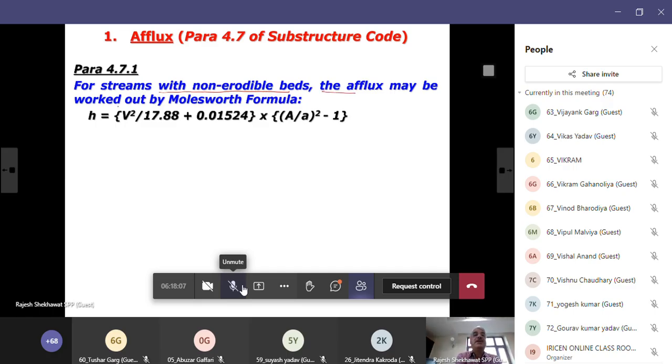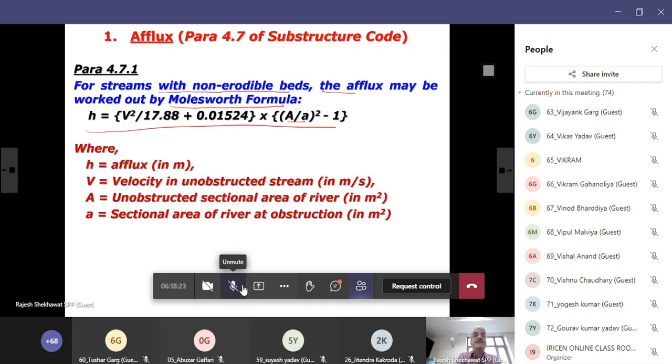The afflux is calculated by using a formula which is called Molesworth formula. This is how this formula looks like. H equal to V square divided by 17.88 plus 0.01524 multiplied by A whole square minus 1, where the bracket term is (A/a)^2 minus 1. H is afflux in meters. V is velocity in unobstructed stream, means where your area has not been reduced due to obstruction. And capital A is unobstructed sectional area of river in square meter, and small a is the area with obstruction.